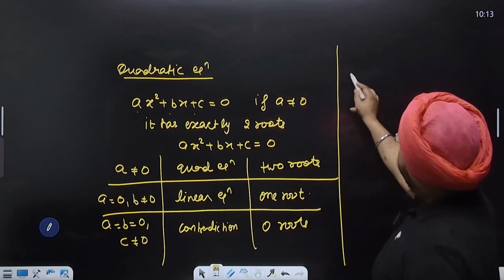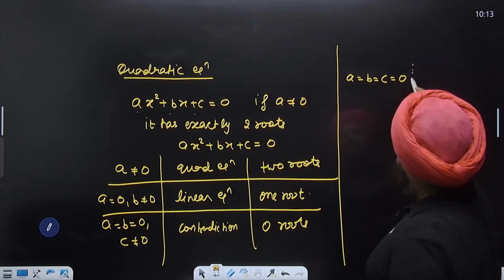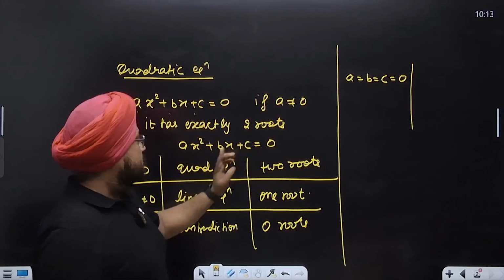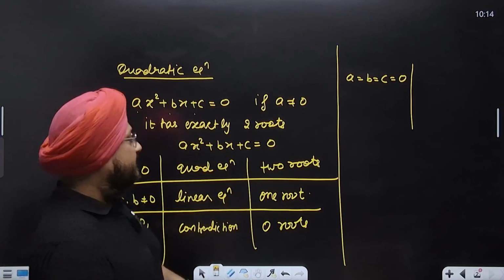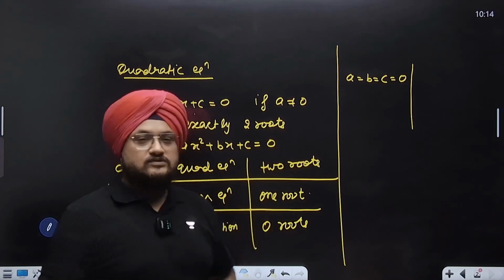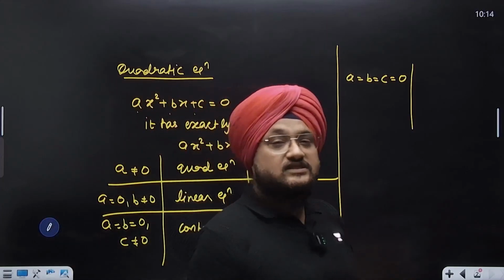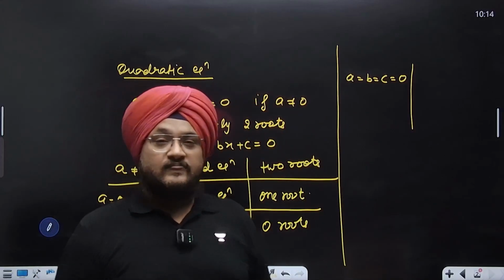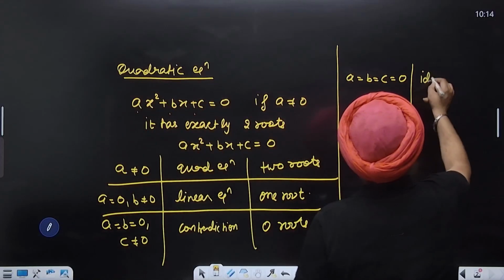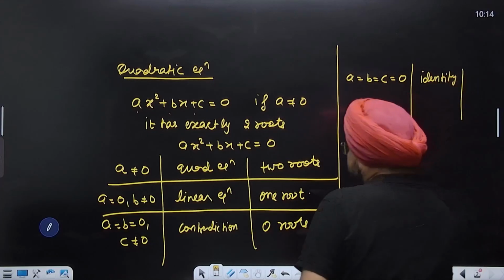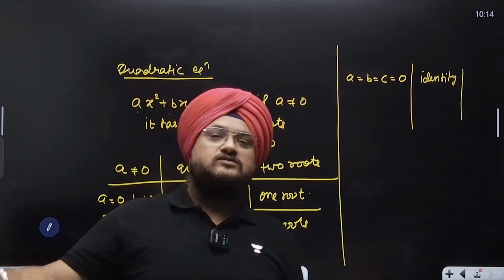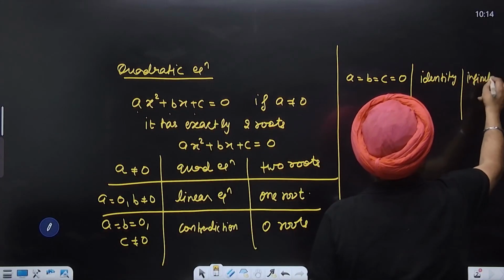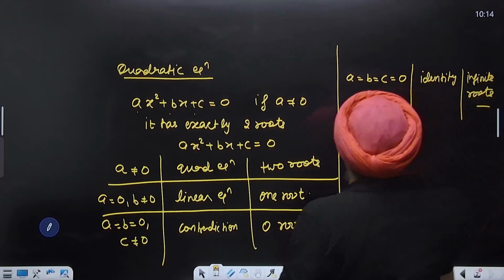Now we take another case, when a is equal to b is equal to c is equal to 0. In this situation, a is 0, b is 0, c is 0, and irrespective of what value x takes, this equation becomes 0 equal to 0. So every value of x will satisfy this equation. This type of equation, which is satisfied by all the values of the variable, is called an identity. So the equation becomes an identity when it is true for all the values of the variable. In this case, it will have infinite roots.